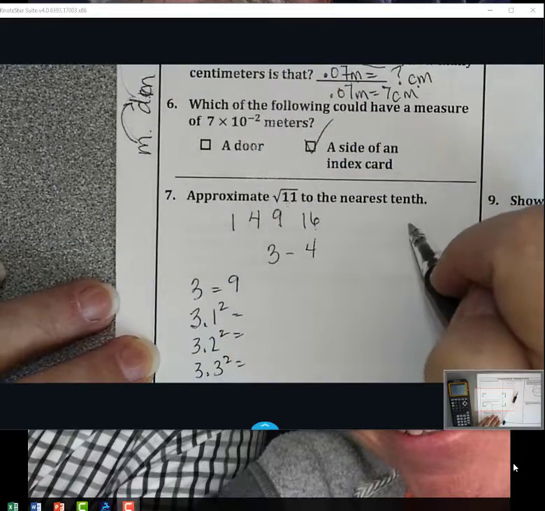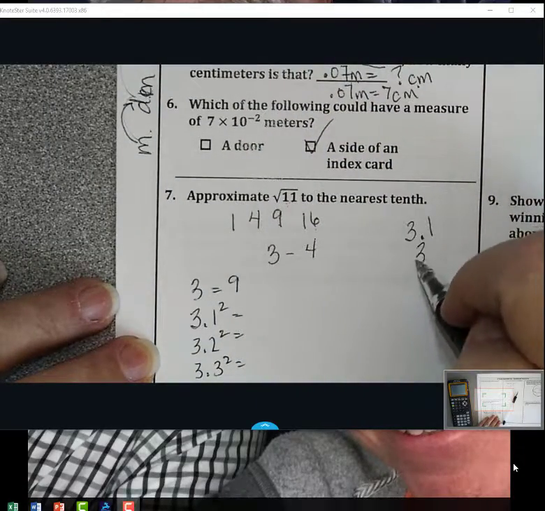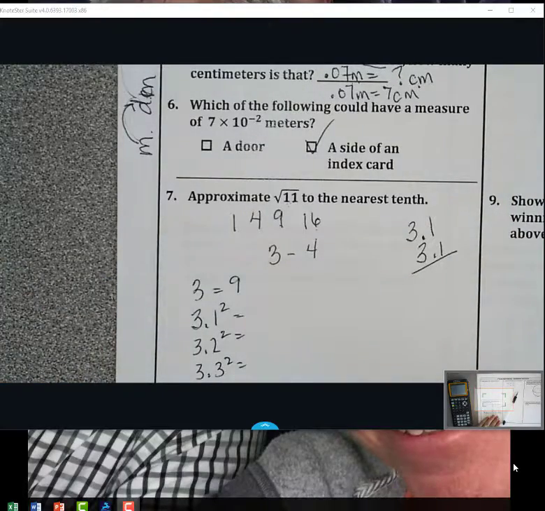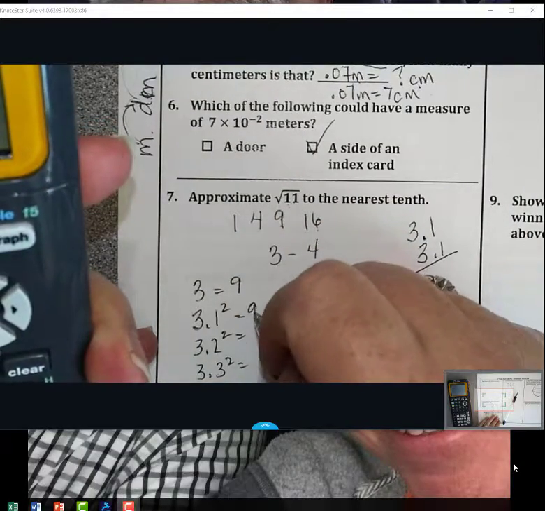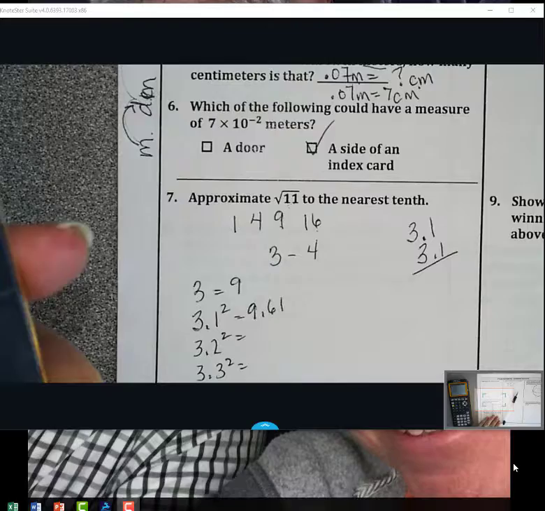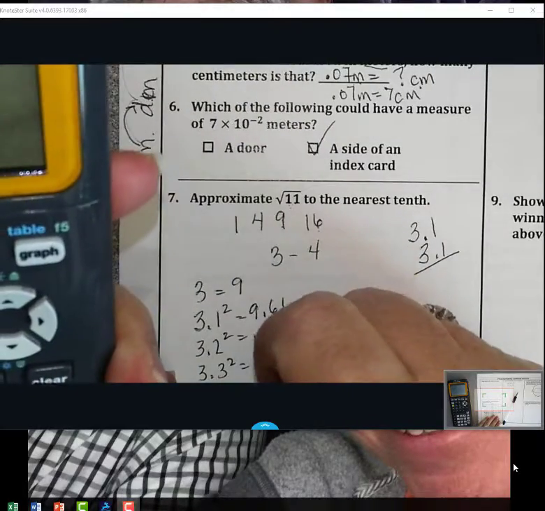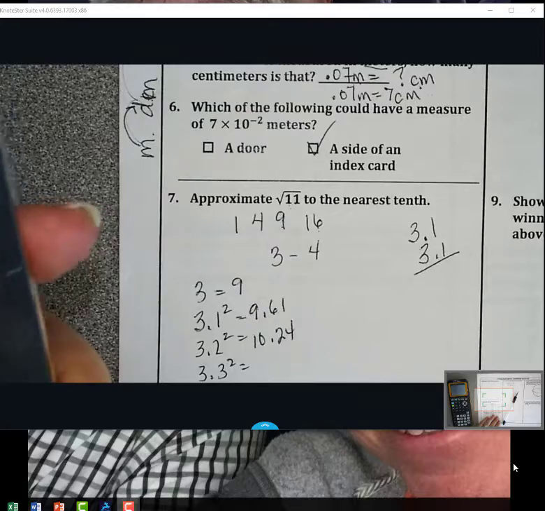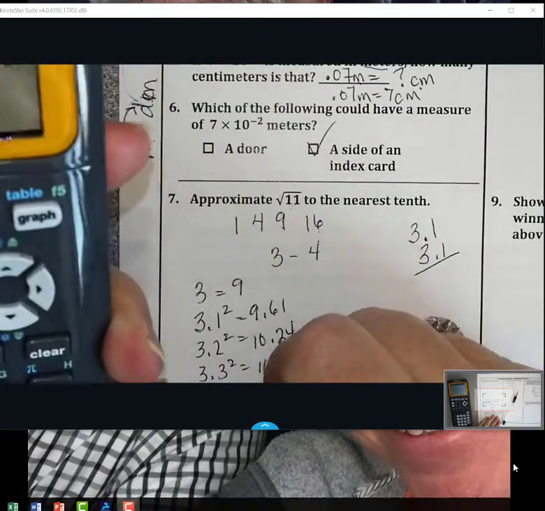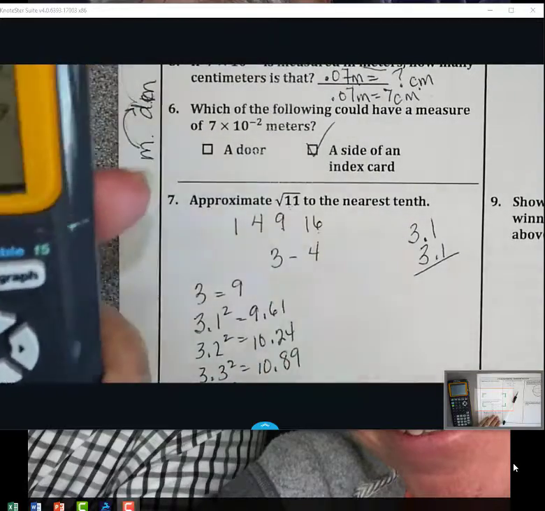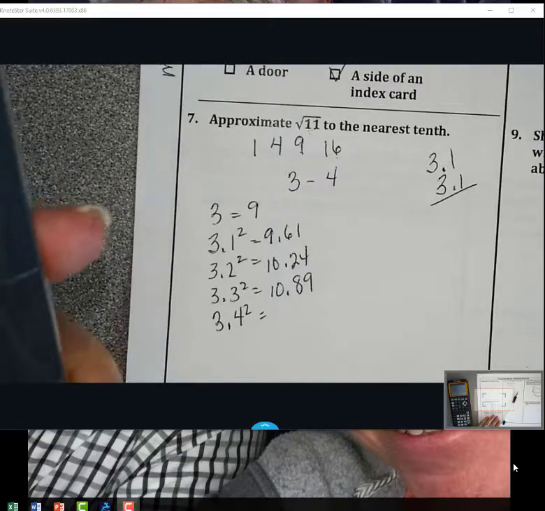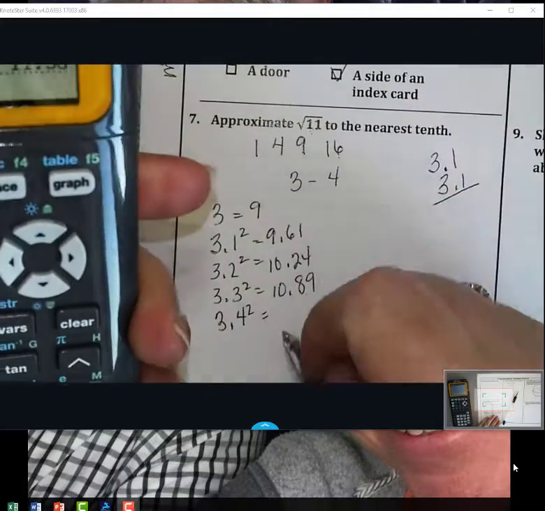Again, if you couldn't use a calculator, you would say 3.1 times 3.1 and figure it out by hand. But I'm trying to be faster on the video, so I'll use a calculator. So 3.1 squared is 9.61. 3.2 squared is 10.24. 3.3 squared is 10.89. Oh, that could be a winner. Let's see what 3.4 is. 3.4 squared is 11.56.